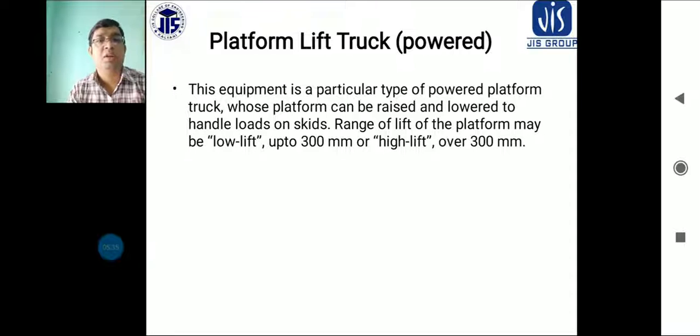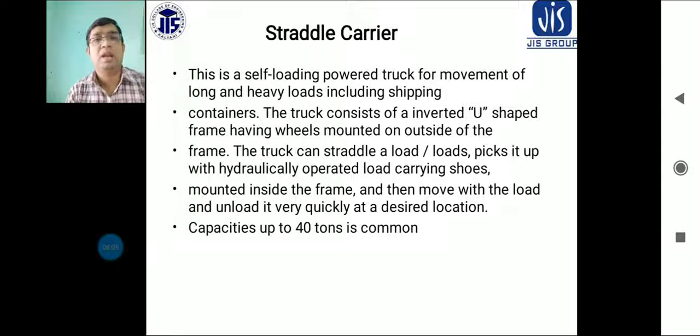Like during that, the platform tracks will be required for raising upwards and lowering downwards. The range of the lift of the platform may be low lift capacity up to 300 millimeters, or high lift of about 300 millimeters, according to the lifting of the tracks. Basically, according to the lifting distance, the vertical movement is considered according to this straddle carrier.